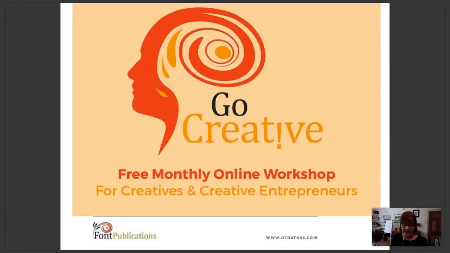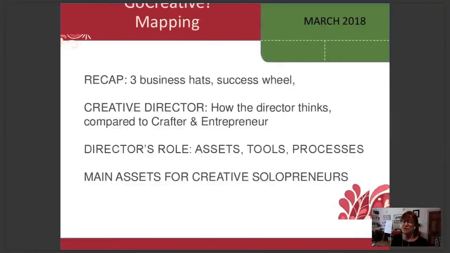So what we looked at last time, just to have a quick recap, we'll talk about that first of all: the three business hats that you wear when you run a solopreneur creative business. And at the end, we talked about the success wheel last time, and we'll look at that more closely this time in relation to the creative director role. And then we will move very much into looking at how the creative director thinks, what is going on when you've got that particular hat on.